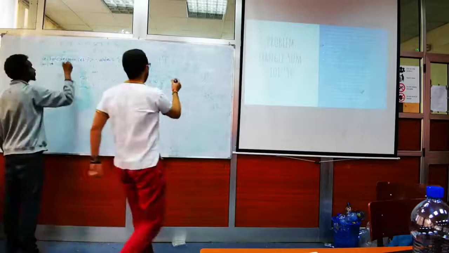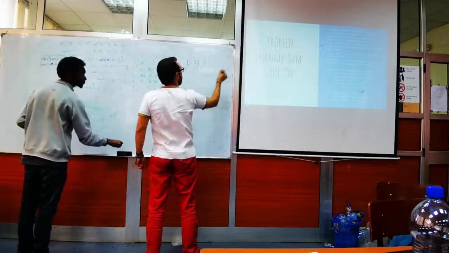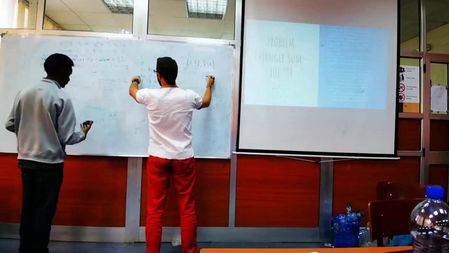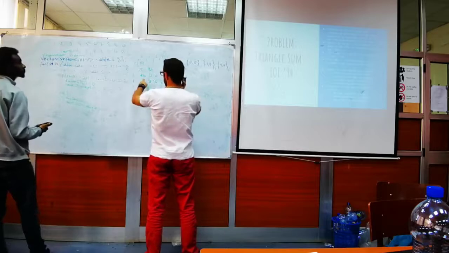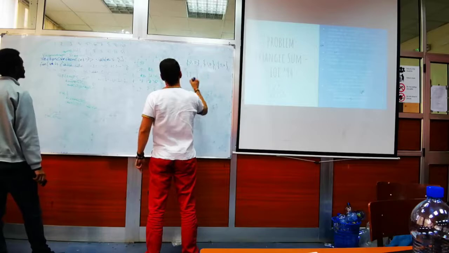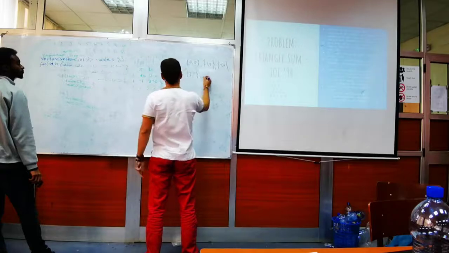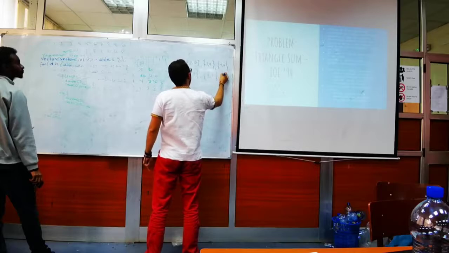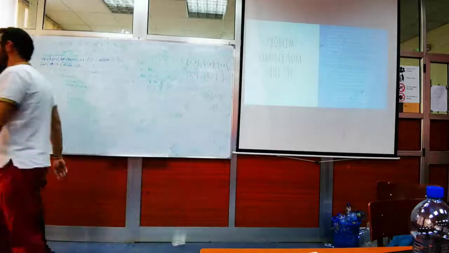Let me write the desired solution here. We start from 0, 0, right? And then we go to 1, 0. And then we go to 2, 0. And then we go to 3, 1. And finally we finish with 4, 1. And if you finish this in a minute, I'm going to give you a new problem.